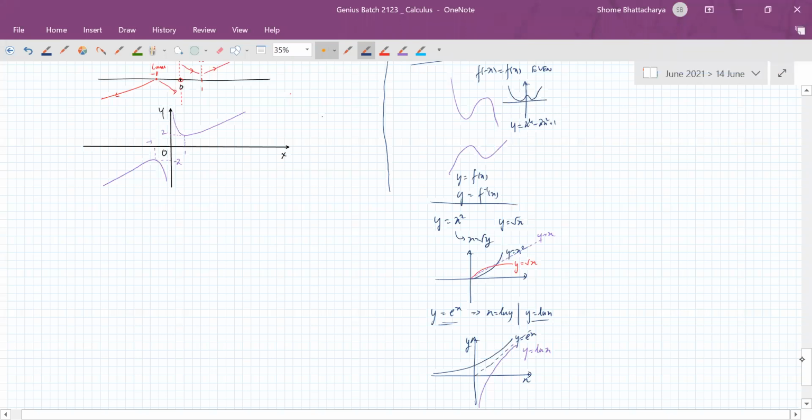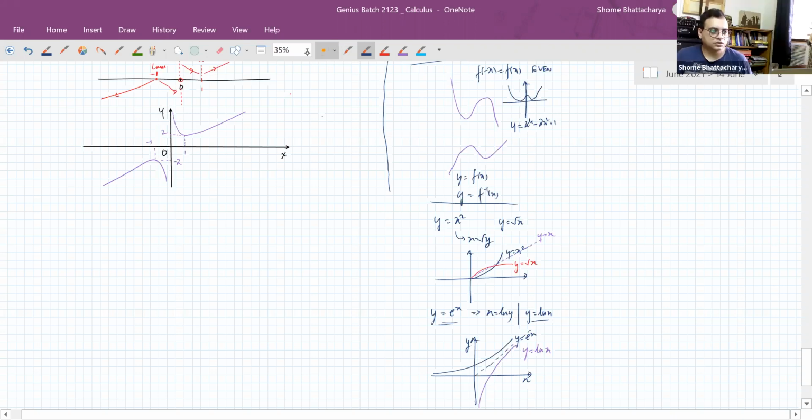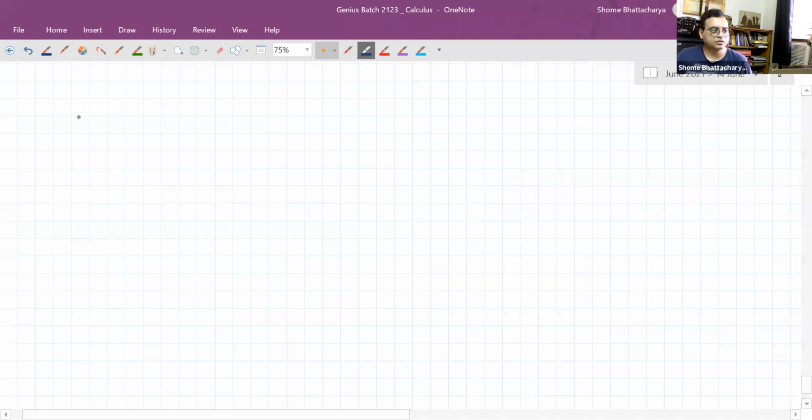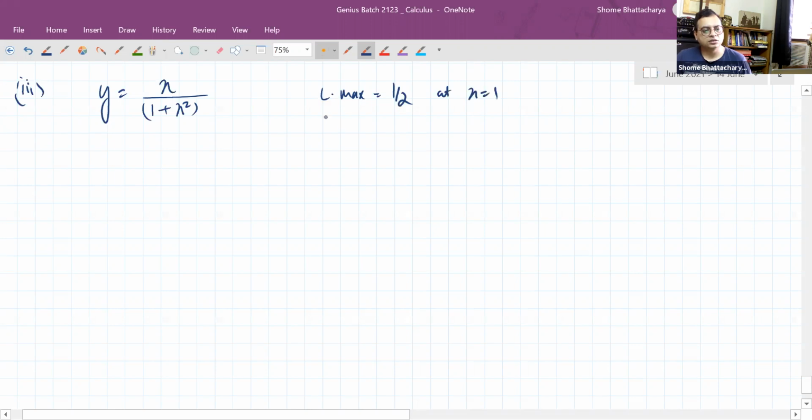So let's come to the next example. Now we had this function x upon 1 plus x square, right? For this, what we had seen is that there is a local maxima equal to half at x equal to 1, and there's a local minima equal to minus half at x equal to minus 1.